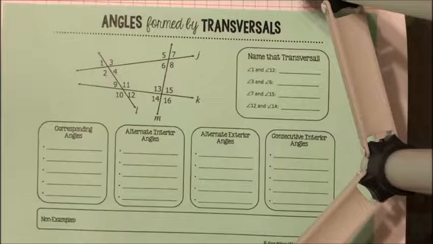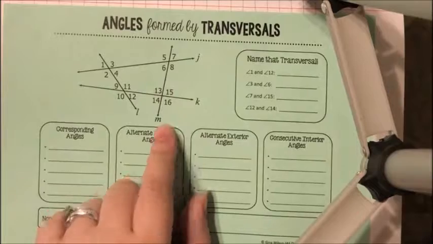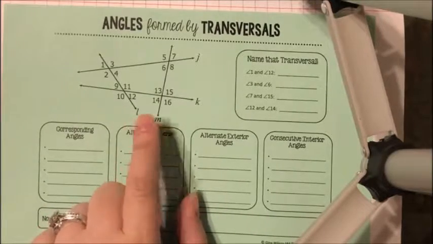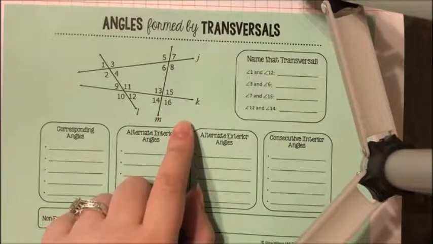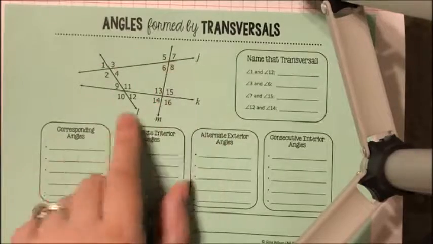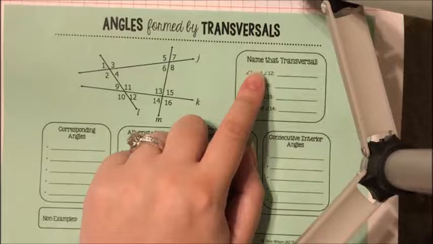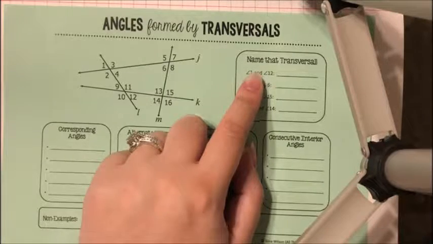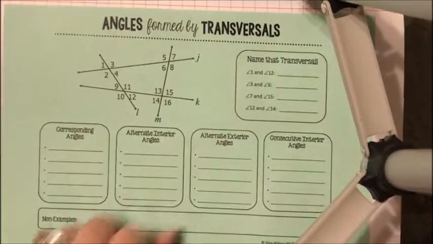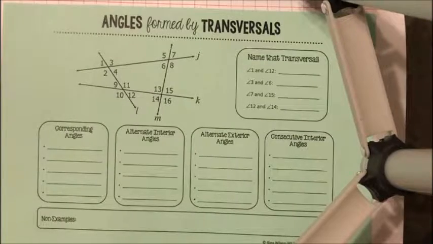so we're going to talk about angles formed by transversals. So in this first box over here, I have 4 lines, L, M, J, and K. And a bunch of different angles, you can see. So what I want to do here is name the line that's the transversal for each of these pairs of angles. So let's look at the first one.